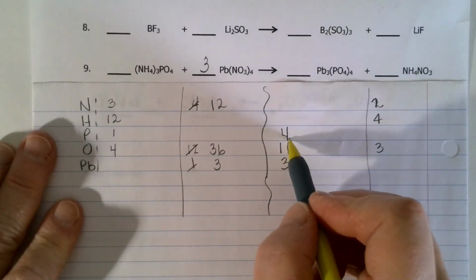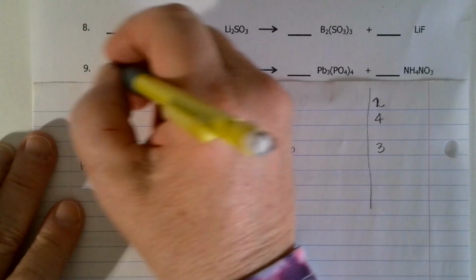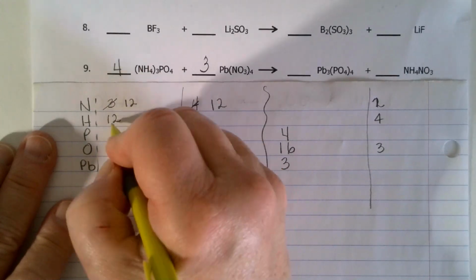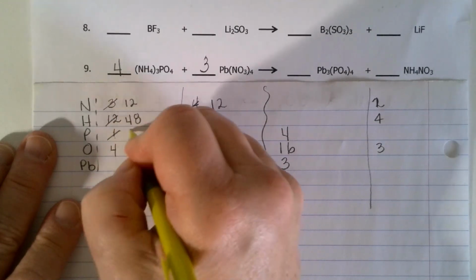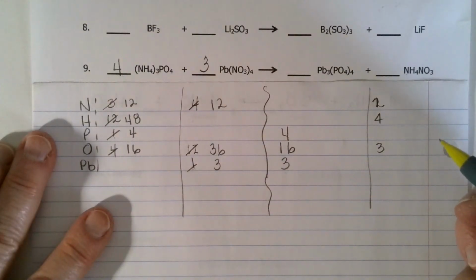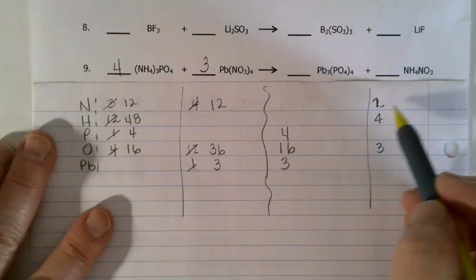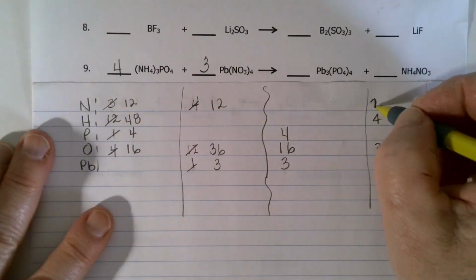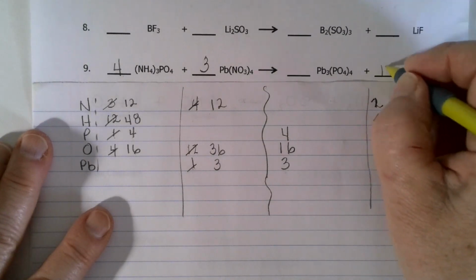How about the phosphorus? I have 4 here and I have 1 here. So what could I take it times to get 4? You said 4, you're correct. So 4 times 3 is 12. 4 times 12 is 48. 4 times 1 is 4, and 4 times 4 is 16. Am I any closer? No. So I have 12 and 12 here and 2 there. 12 and 12 is what? 24. What would I have to take times 2 to get 24? And you would say 12.